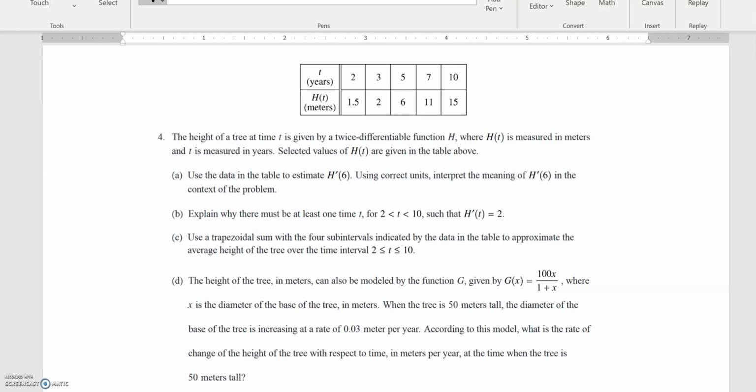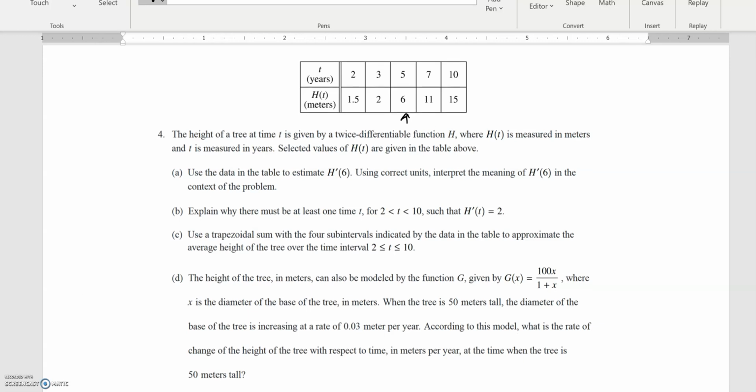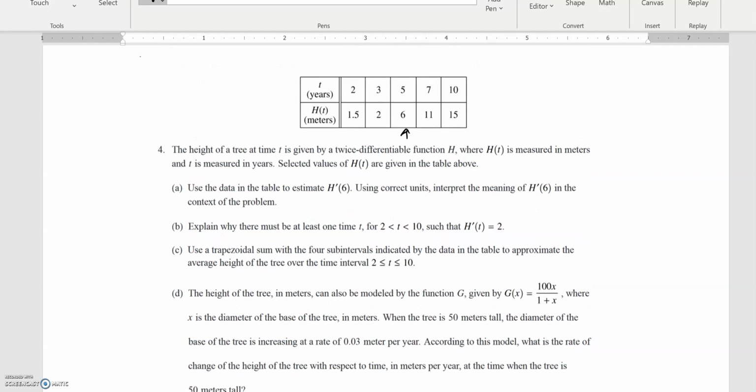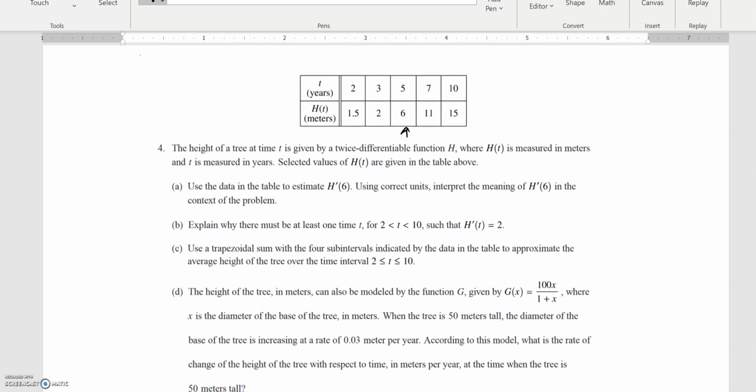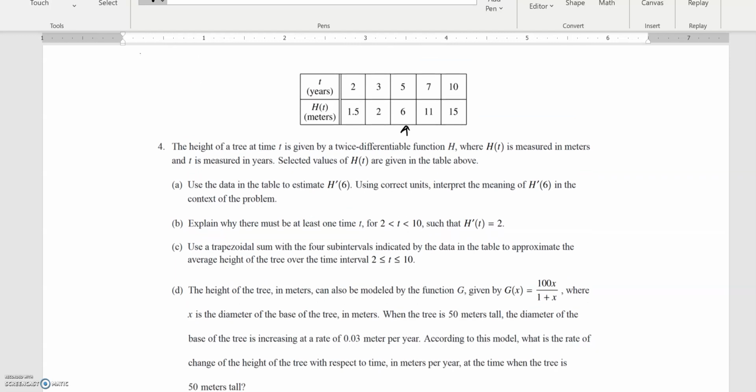Use the data table to estimate h prime of 6. So we need to estimate what the derivative is right here. Well, the only way we can do that is by finding the slope of something using the points on the outside and using the data in the table. We're not going to create a function out of this or anything. So how can we do that? Well, why don't we just do the estimate from 3 to 7 and say h prime of 6. Oh no, I'm sorry. Never mind. I'm looking at the wrong place. H prime of 6, which of course is in between these two. So I'll just use these 2 points here.